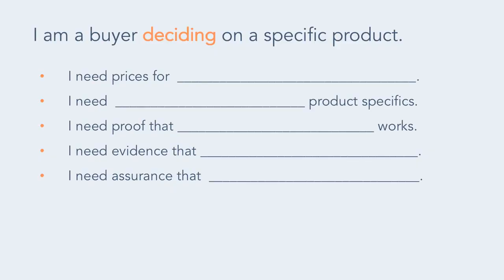If they say, I am a buyer deciding on a specific product or vendor, or I am a buyer trying to make a decision between products and vendors, how would you fill these in as if you were your buyer persona? I need prices for blank. I need blank product specifics. I need proof blank works. I need evidence that blank. I need insurance that blank.